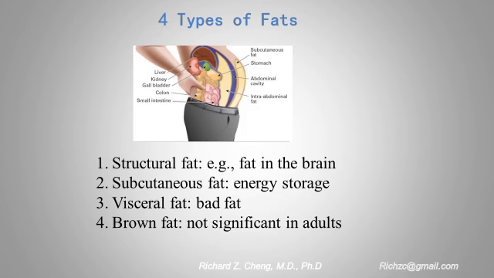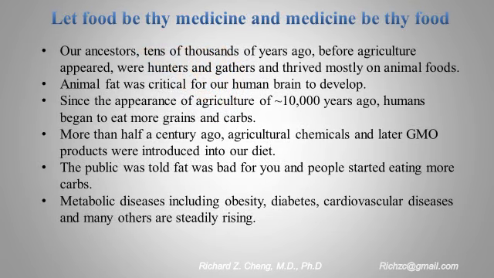Now, we all know the old Hippocrates saying: let food be thy medicine and medicine be thy food. Our ancestors, tens of thousands of years ago, even older, before agriculture appeared, were hunters and gatherers, and they thrived mostly on animal foods, because it was hard to find wild crops and carbs. Animal fat was critical for our human brain to develop.